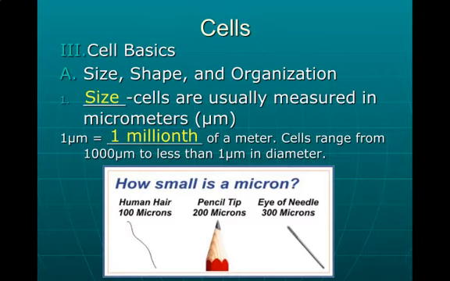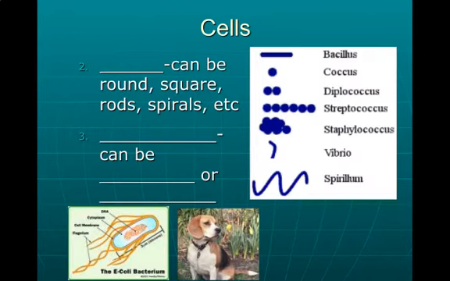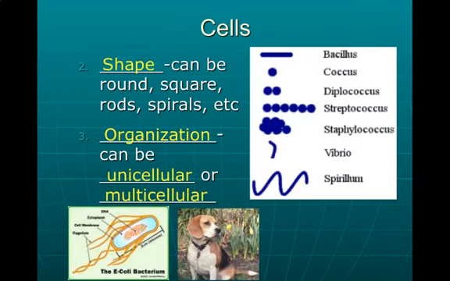And this image here just kind of gives you an idea of how small these micrometers are. And yes, that is correct. A micron is also another word for a micrometer. So let's look at the shape now. Cells can be round, square, rods, spirals, etc. They can be all kinds of shapes. The organization of those can be either unicellular or multicellular.